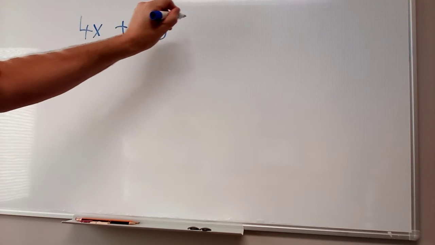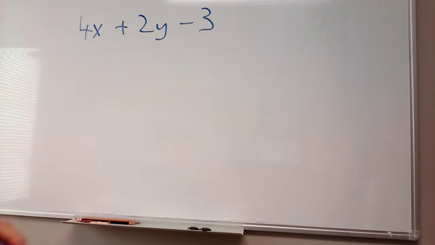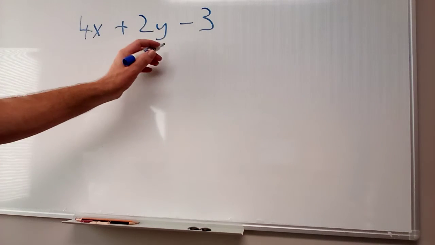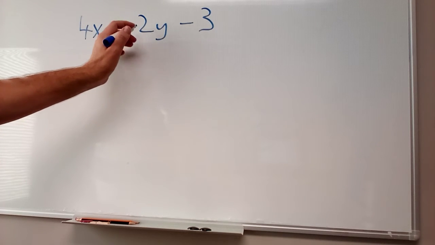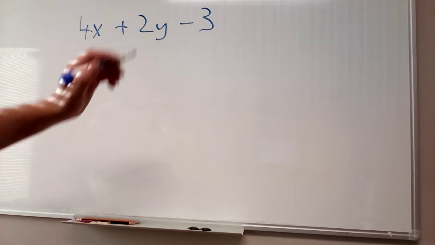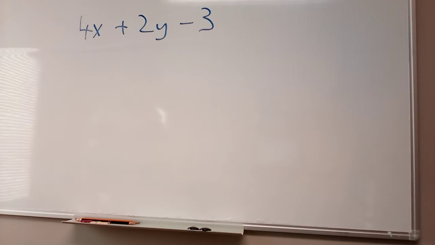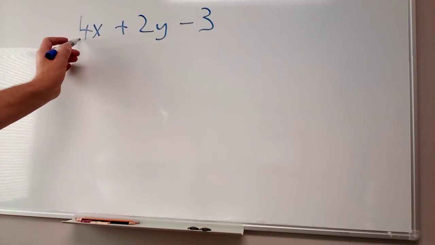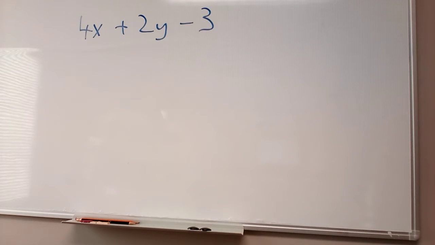The most important thing right now to remember is 4x plus 2y minus 3. The things that you want to know in a problem like this is what is the coefficient to y? Well, the coefficient to y is a 2. You have a 2 in front of it, so 2 is the coefficient to y. What is the coefficient to x? 4 is the coefficient to x.